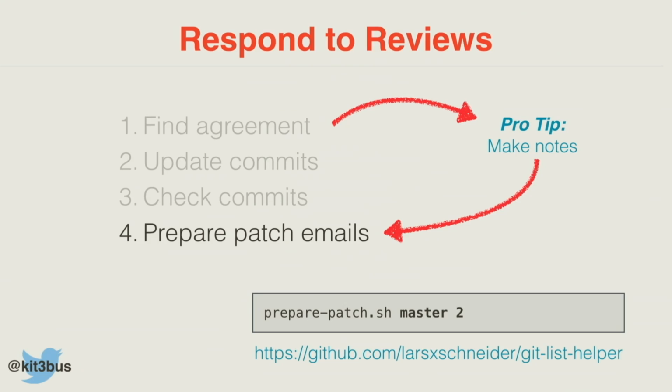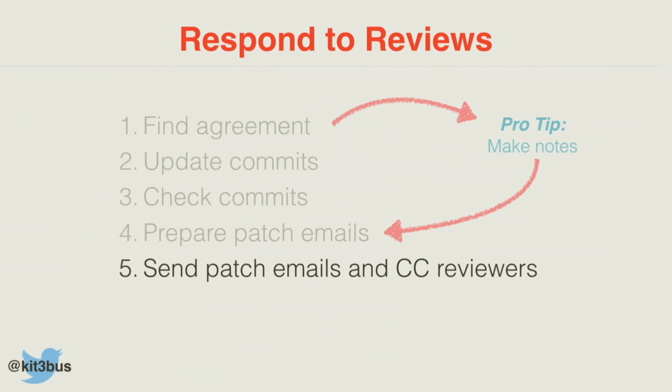And my prepare patch script actually supports this kind of workflow, so you can add a number with the version of your patch series in order to generate the right emails. And then again, you send the patches to the mailing list. And you should CC everyone who has reviewed your patches so that you can make sure that they get the updated version.